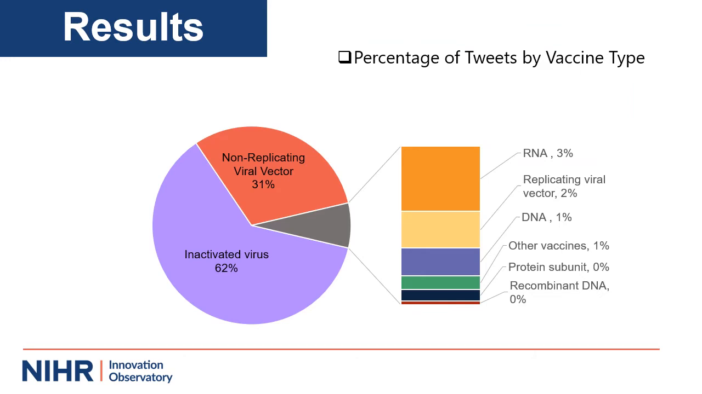This chart here shows that the vast majority of tweets we collected were in relation to the non-replicating viral vector and inactivated virus vaccines. We would have expected more tweets related to the RNA vaccines, but this is one of the limitations. Because the tech isn't quite capable of analysing the millions and millions of tweets that would have been scraped had we included the common names for the vaccines in our search, we had to refine it and just use the trade names.